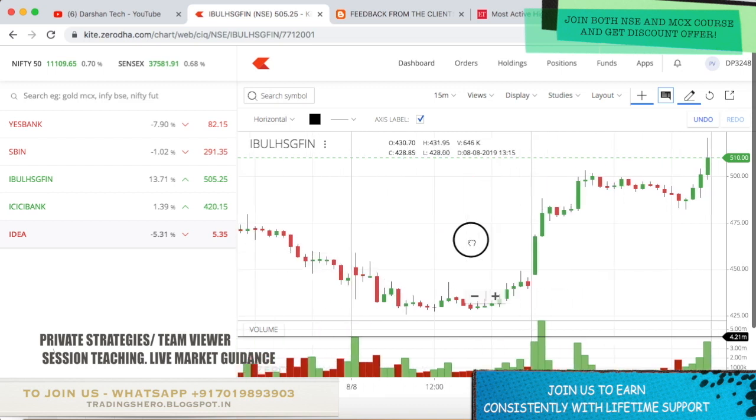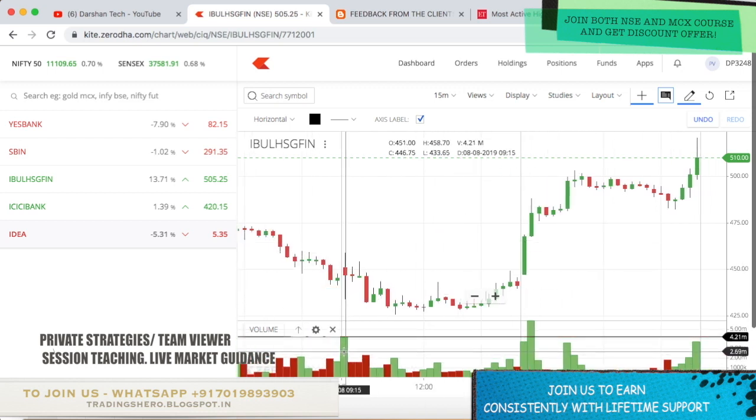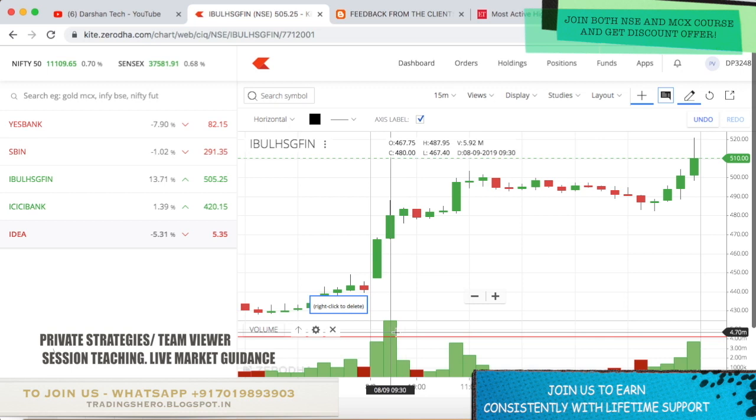Now 4.21 million was the highest on the 8th of August, and on the 9th of August the first candle opened with a volume of 3.71, which was close to the 4.21 million, and the next candle itself broke it with 5.91 million. As you can see, the volume bar which broke was a green color, that means buyers.